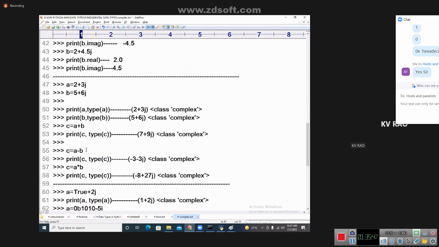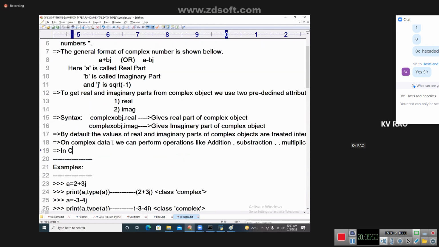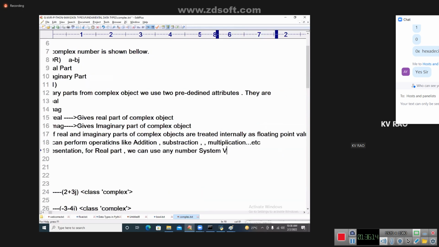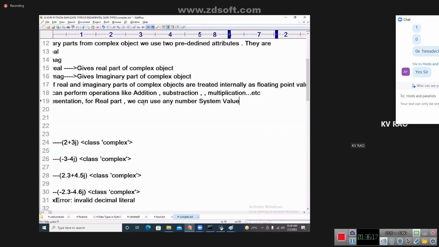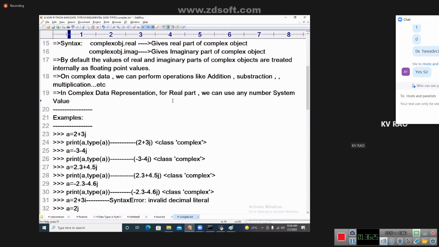So see, for real part, now I'm writing here. This point also I will represent in the complex number representation, in the complex data representation, for real part, we can use any number system value. We can use any number system value. Did you understand, student? For real part, for representing which data? Complex data representation. For real part, we can use any number system value.